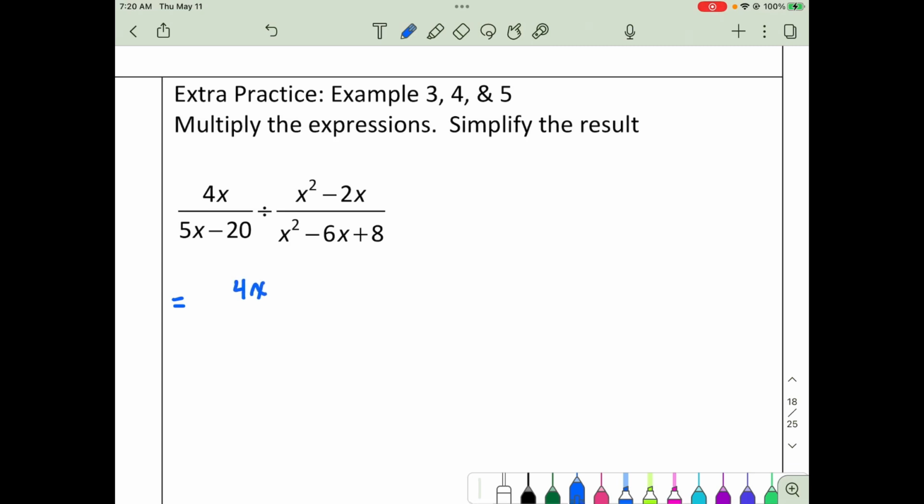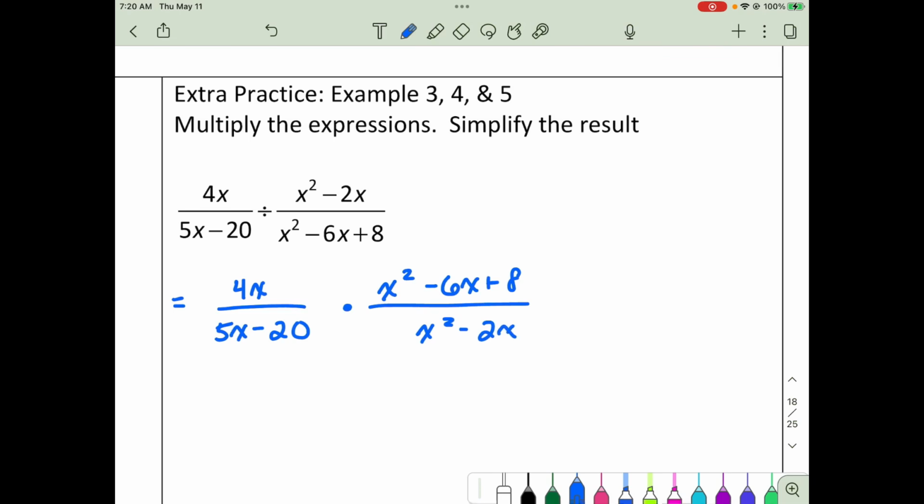So we keep the first fraction, 4x over 5x minus 20. We change division to multiplication, and then we have x squared minus 6x plus 8 up top because we're flipping the fraction, over x squared minus 2x. Now this is the exact same as multiplying, so we have to factor before we can cancel.